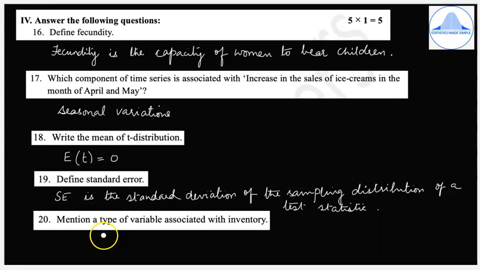Twentieth, mention a type of variable associated with inventory. There are two, you can write any one of them. Controlled variable and uncontrolled variable.